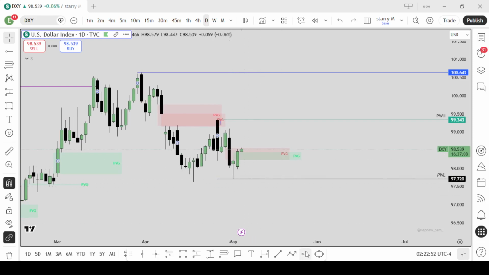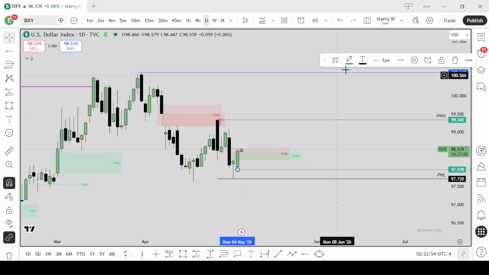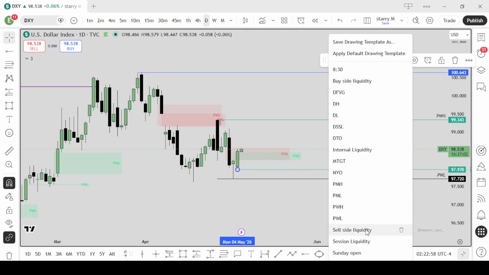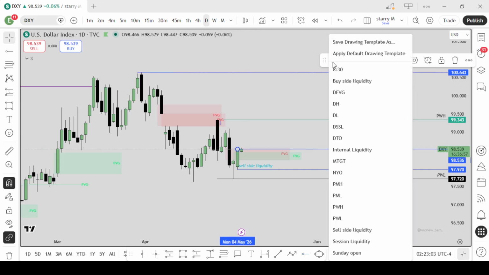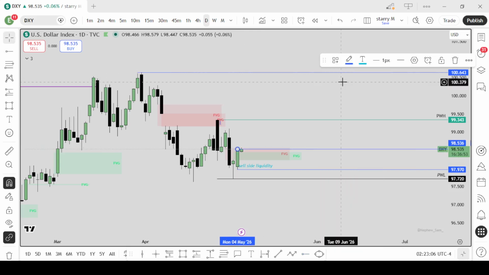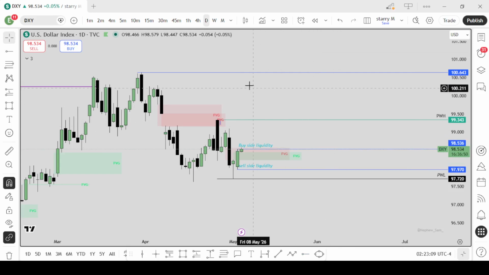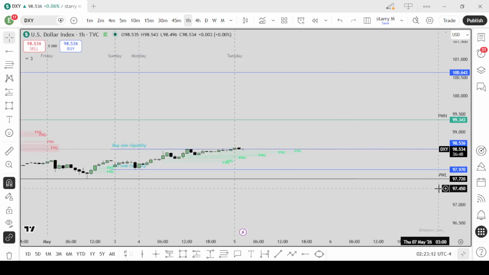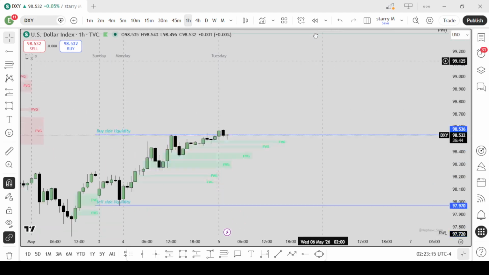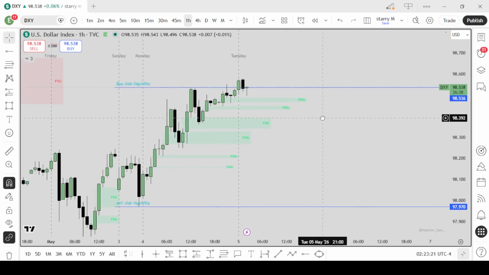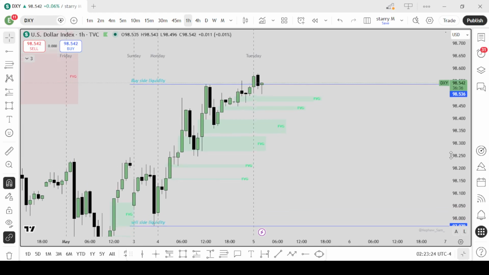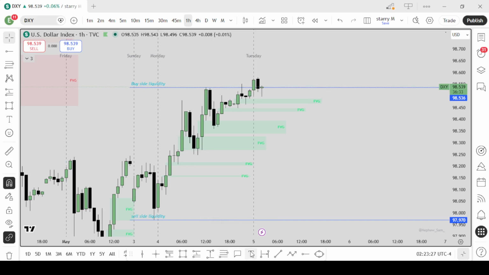And let's mark out yesterday's range. This is our sell side liquidity and our buy side liquidity. And on the 1 hour, we are very, very bullish, making fair value gaps. This is our higher high.